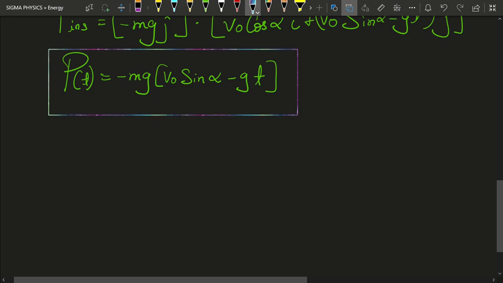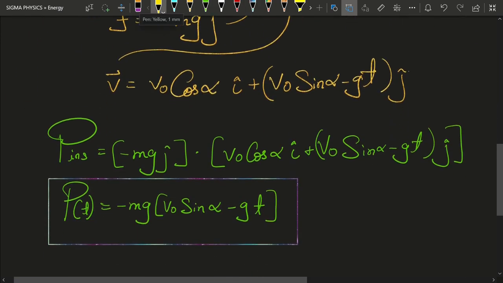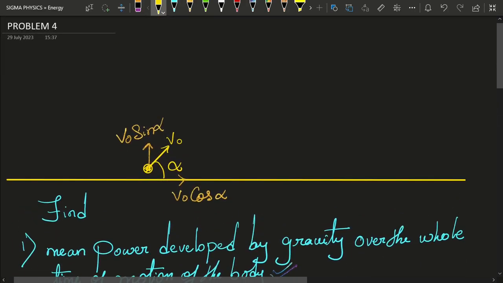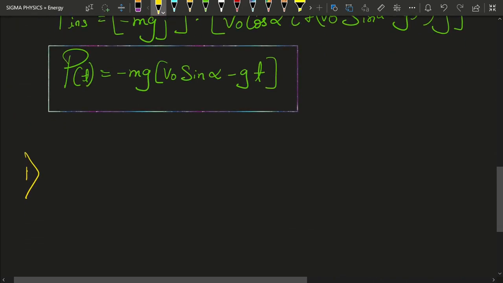Now, the reason I solved the second question first is that I will be using this answer to solve my first question. How? Let me quickly tell you. In the first question, what we have to do is find the mean power that is developed by gravity over its course of flight, that is, as the projectile completes its flight. Now, mean just means average, and we have to find the average of power.